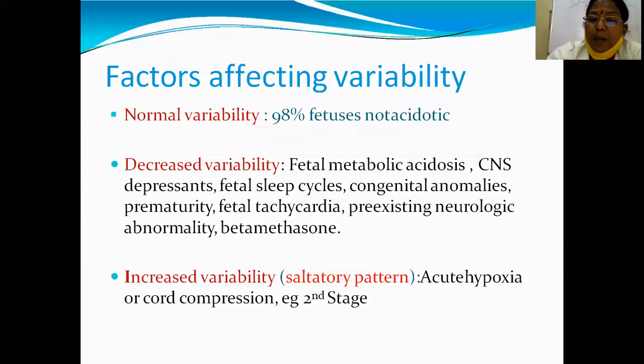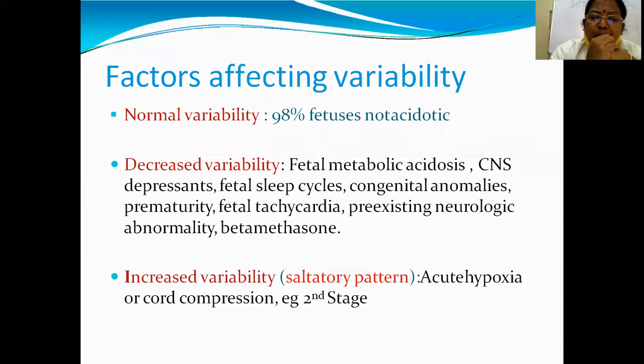In decreased variability, there can be fetal metabolic acidosis, CNS depressant drugs, or the sleep cycle, when the baby is sleeping. When we find that there is less variability, I will tell you what we should do.